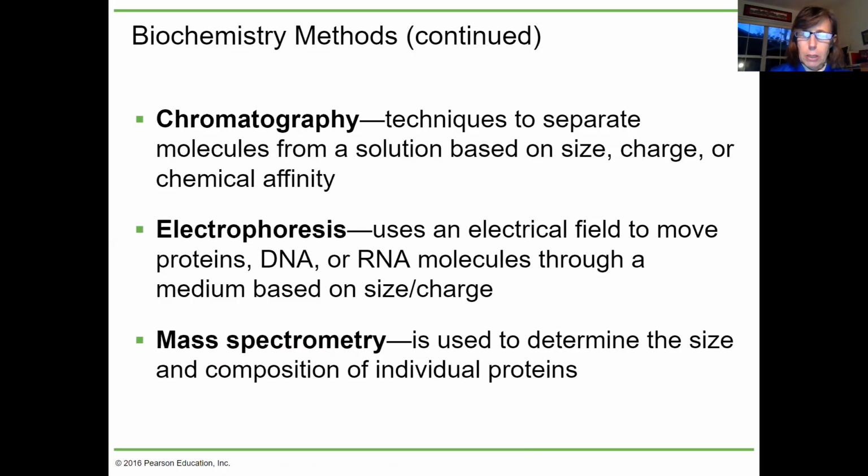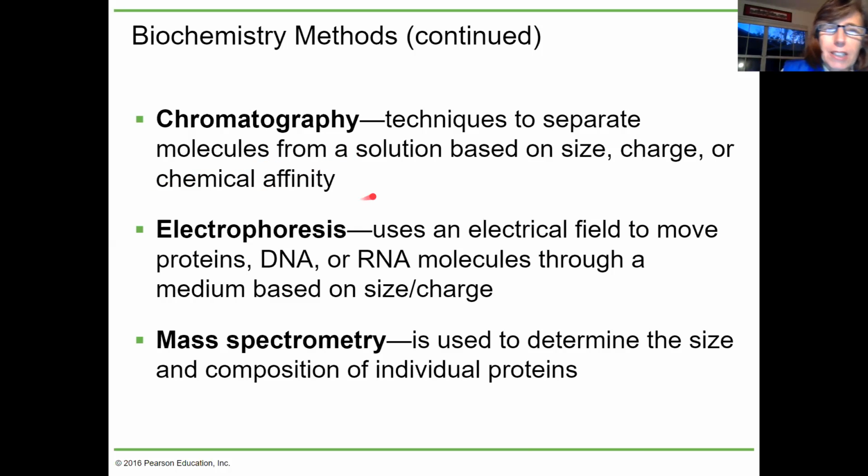Electrophoresis, we mentioned SDS-PAGE, polyacrylamide gel electrophoresis, using SDS as a detergent, and this uses an electrical field to separate proteins, DNA, or RNA through some sort of gel medium. There are different kinds of electrophoresis. There's the PAGE that I mentioned, polyacrylamide gel electrophoresis, and that's used for proteins. Agarose is more commonly used for DNA and RNA.